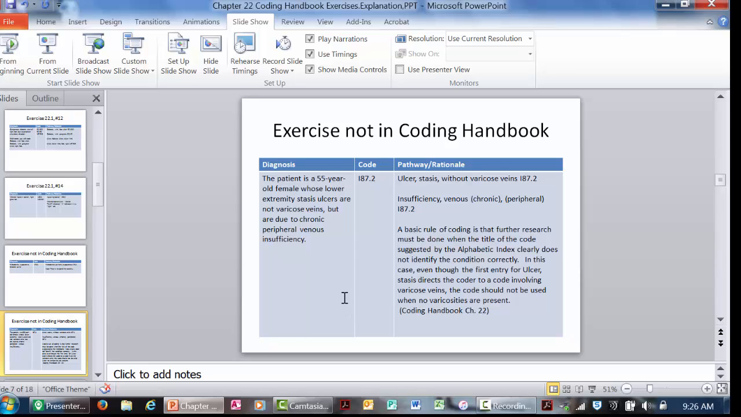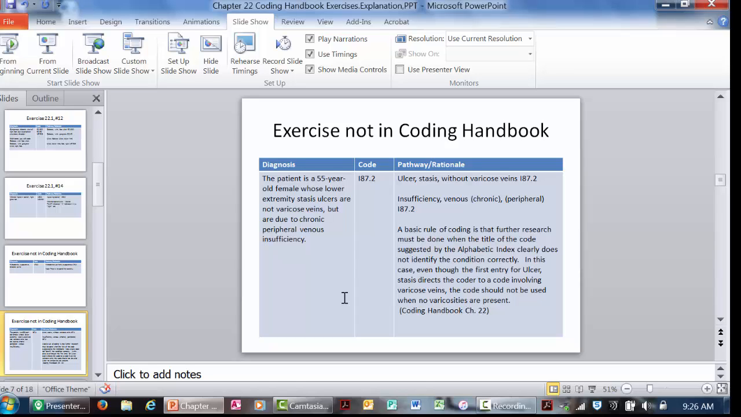And here's a case I wanted to bring up with stasis ulcers because they are very common in hospitals. If the physician has stated that these stasis ulcers are not varicose veins, they are not coded with an ulcer varicose vein code. They're coded rather as peripheral venous insufficiency. Even though our code book gives us that without varicose veins subterm, you could have also looked at it through insufficiency and found the very same code, either one.